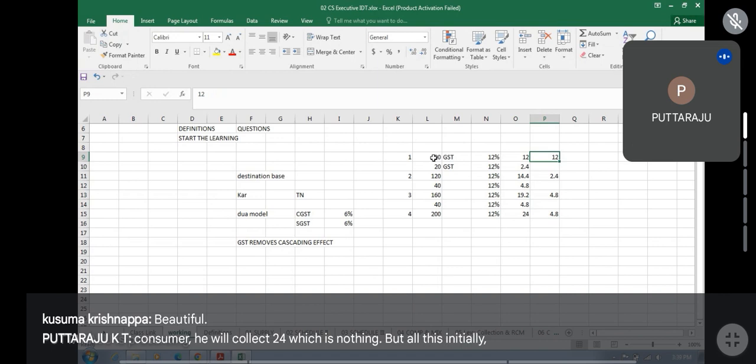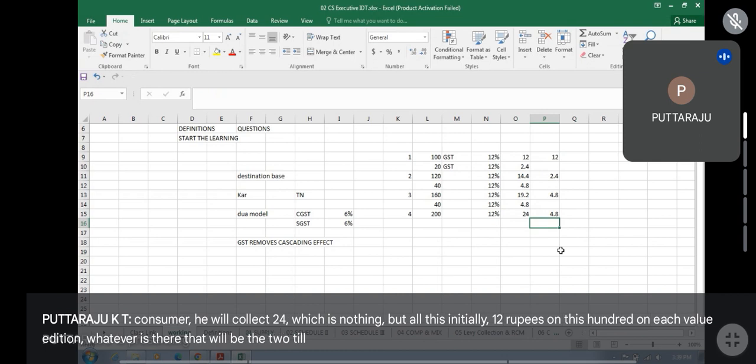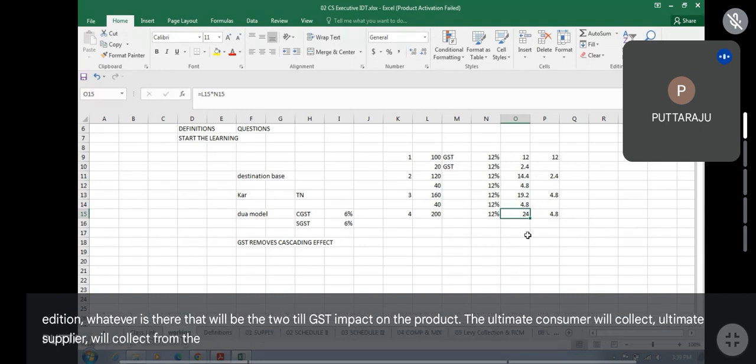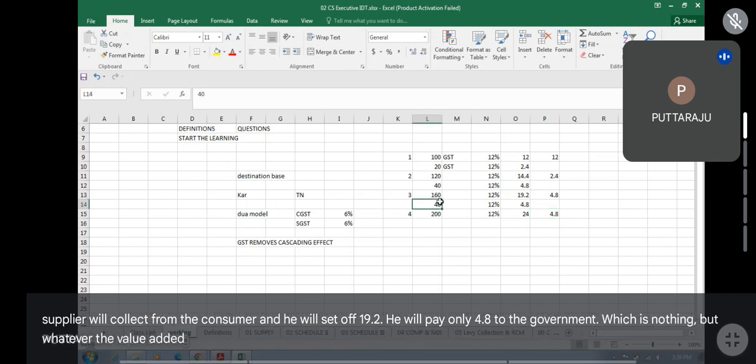Initially 12 rupees on this 100. On each value addition, whatever is there, that will be the total GST impact on the product. The ultimate supplier will collect from the consumer, and he will set off 19.2. He will pay only 4.8 to the government, which is nothing but on the value added by him of rupees 40, he is going to pay tax.